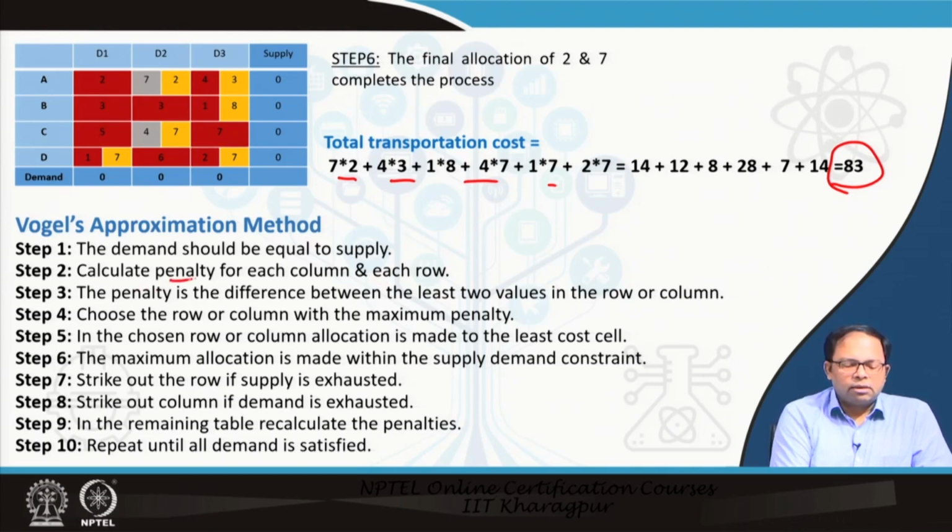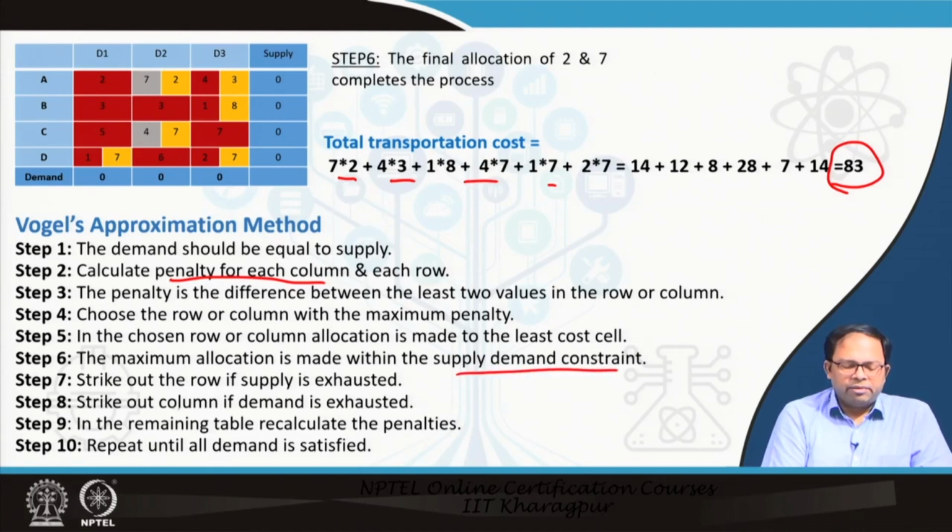So the first step is to calculate the penalty, and the penalty is the difference between the least two values in a row or column. So we choose the least two values in that particular row, and we take the difference, and that is the penalty, and we do it row wise and column wise. And then in the chosen row or column, allocation is made to the least cost cell. So whichever has the maximum penalty, we choose that particular row or column, and then we allocate in the least cost cell. And the maximum allocation is made again with the supply demand constraint.